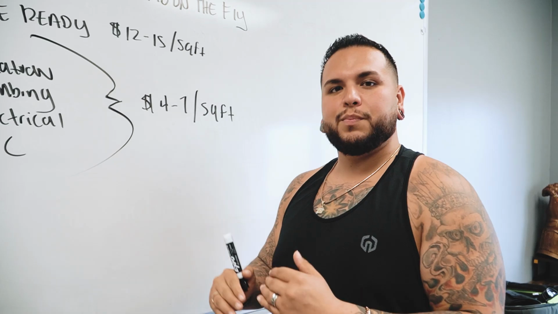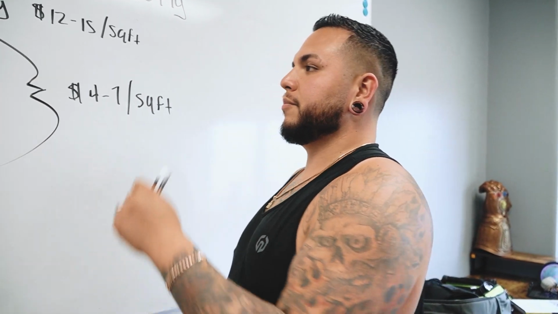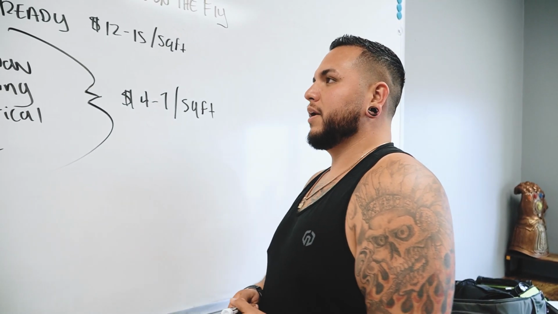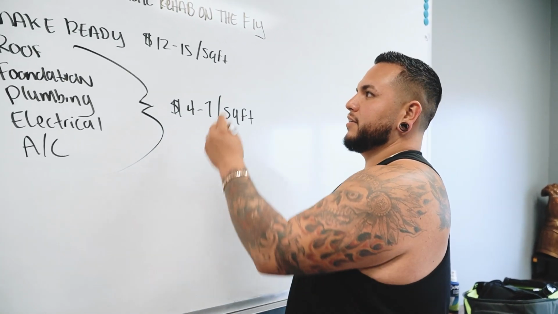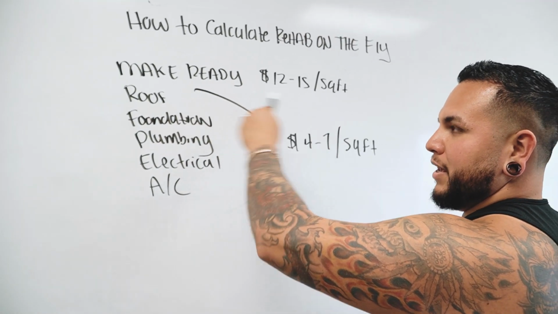This way, if you're on the spot and your seller's like, I want an offer right now, you're gonna be able to perform based on the information that you saw. Okay, guys? So number one is the lipstick, all right? Lipstick on a property is really the make-ready.